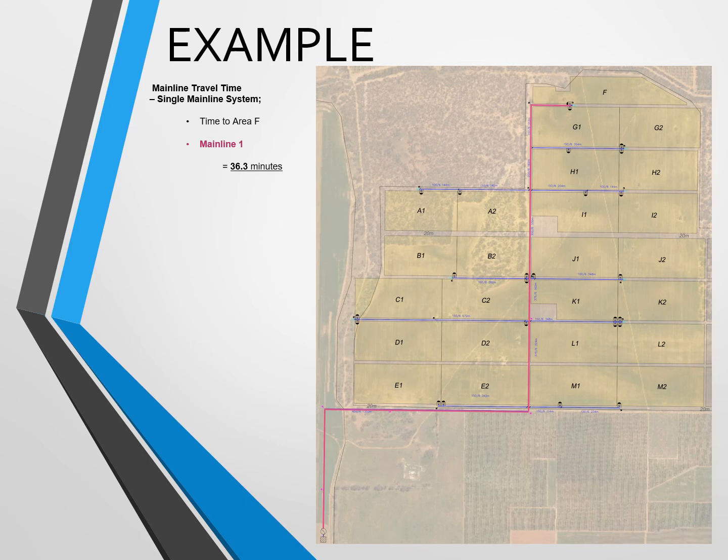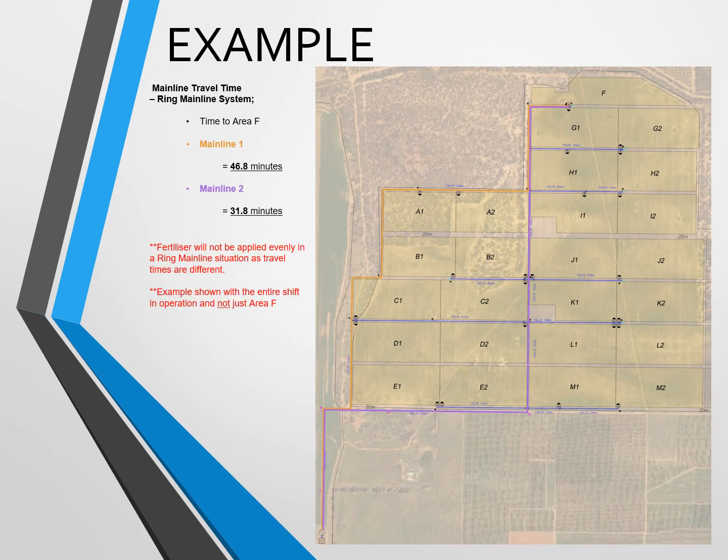In this example, I will show the difference between a single mainline system and a ring mainline system. In this single mainline system, time to area F, we only have one path for the water to flow, which takes 36.3 minutes.